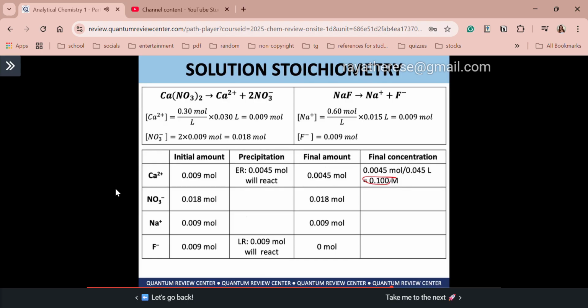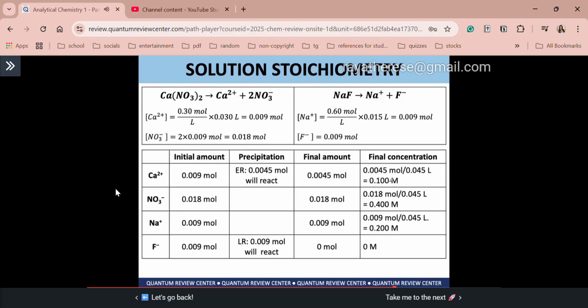Class, alam niyo ba, ito ay lumabas sa board exam dati. Kaya nga sinasolve ko here sa crash course natin, para maalala nyo in case umulit itong question on calcium fluoride. So ang answer sa boards, calcium is the only ion present at 0.1 molar. Kasi ang nitrate mas mataas, 0.4. Ang sodium mas mataas, 0.2. Bakit mataas sila? Remember class, sila ay spectator ions. They are always soluble.